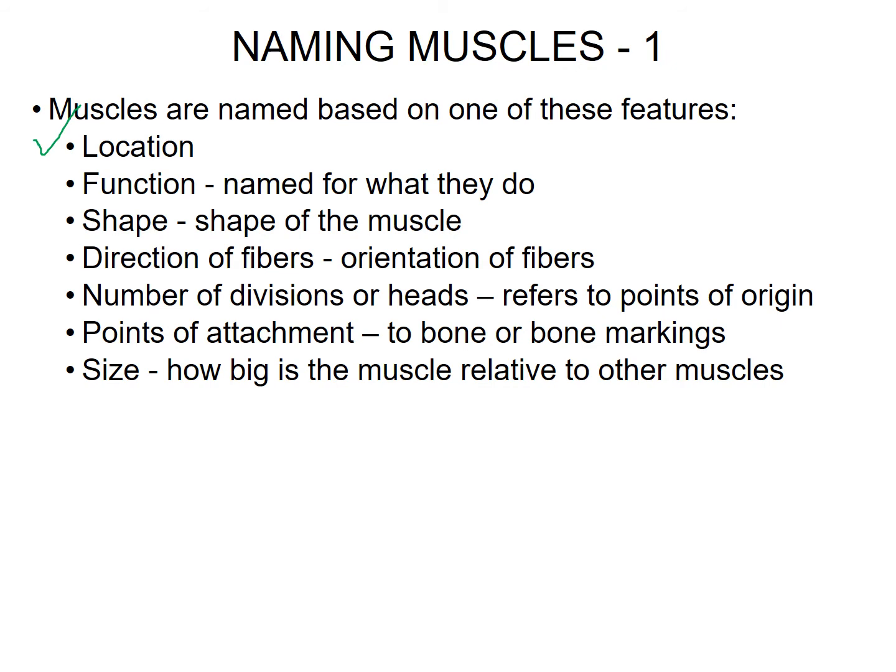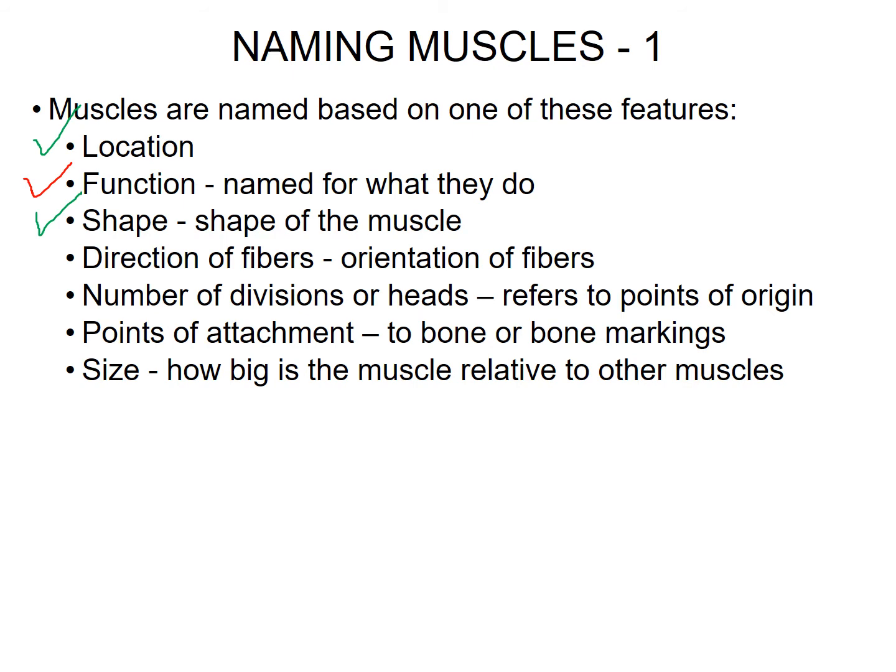And then the extensor part is the function. What does it do? So you have extensor digitorum muscles that extend your fingers and toes. And guess what? You also have flexor digitorum muscles that flex your fingers and toes. So sometimes it's really, really simple. We talked about the shape, right? Some muscles are circular, some are triangular-like, some are broad and wide, some are long and skinny. So we can sometimes get the name from that.